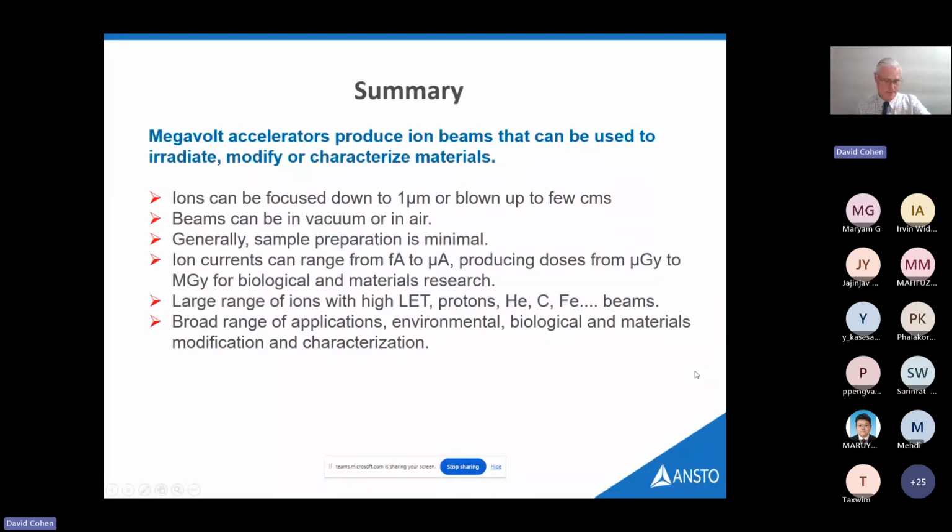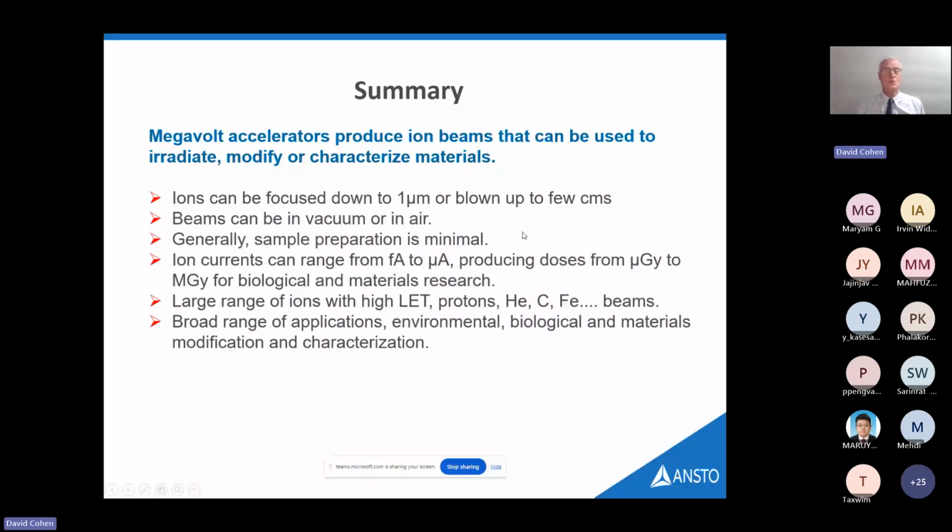So to sum up, hopefully I haven't taken too long, megavolt accelerators produce ion beams that can be used to irradiate, modify or characterize materials. We can focus these beams down to 1 micron, or we can blow them up to a few centimeters. We can run them in air, or we can run them in vacuum. The sample preparation of this is absolutely minimal.